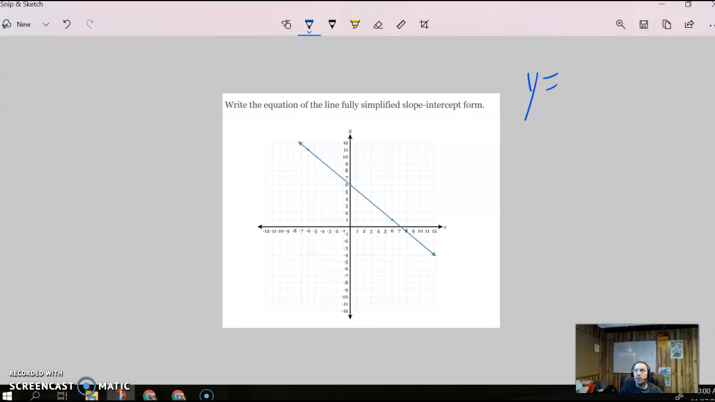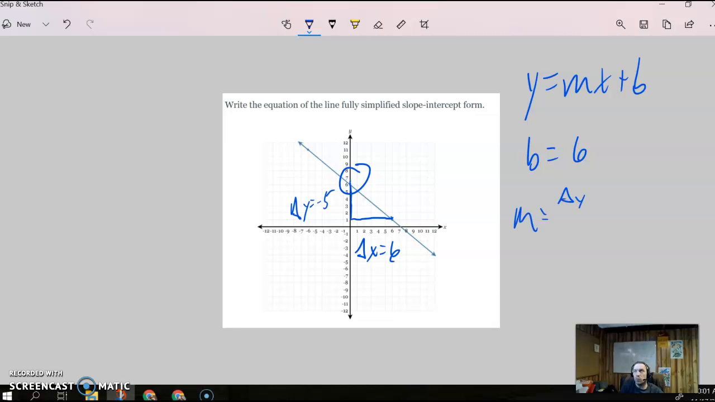All right. y equals mx plus b. Pause. Try it out yourself. Hopefully you found that the y-intercept is +6. And we're using 2 lattice points here and here. We're going down 1, 2, 3, 4, 5. Delta y is -5 over 1, 2, 3, 4, 5, 6. Delta x is 6. So my slope, delta y over delta x, is -5 over 6. That's a fraction, -5/6. All right, keep trucking.